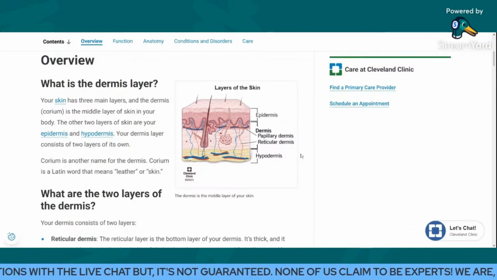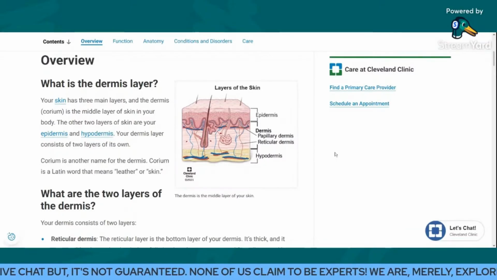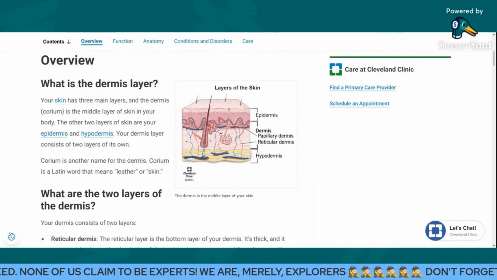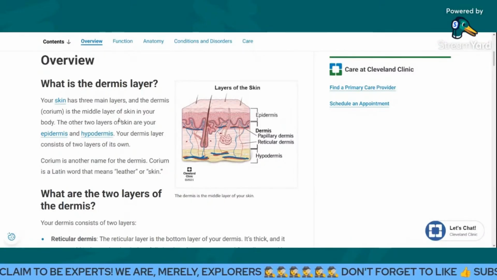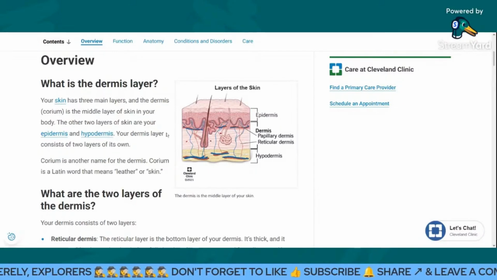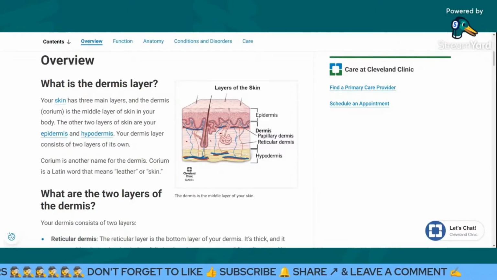Right, so that's the dermis. Let's read more about this, though, just so we're sure. Your skin has three main layers, and the dermis, corium, is the middle layer of skin in your body. The other two layers of skin are your epidermis and hypodermis.